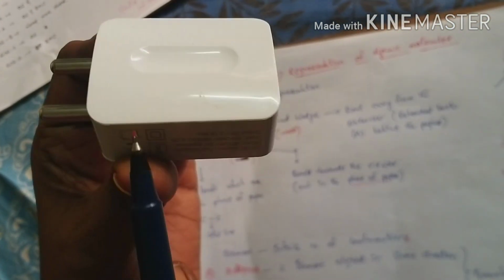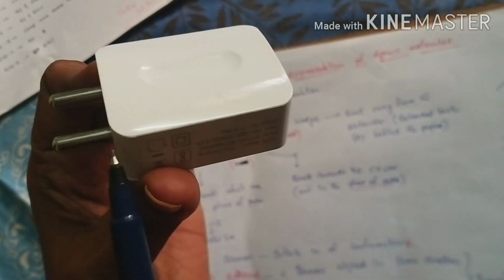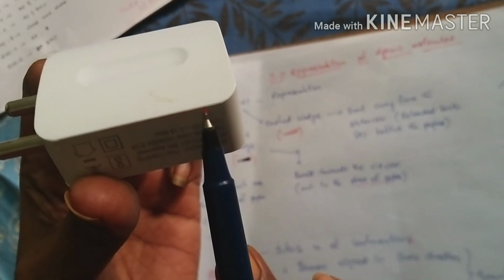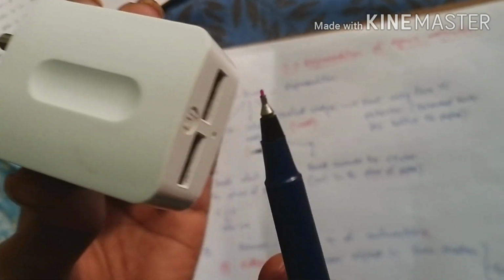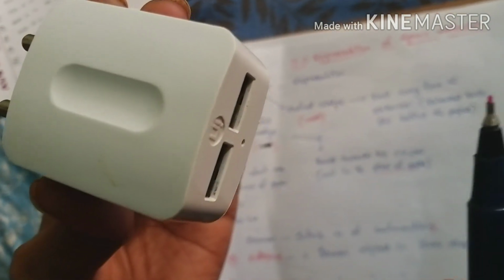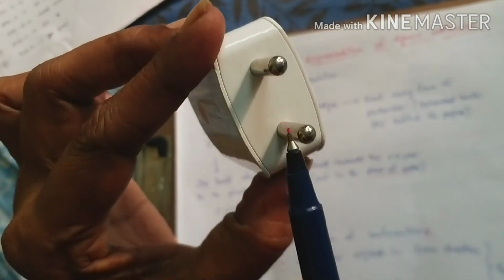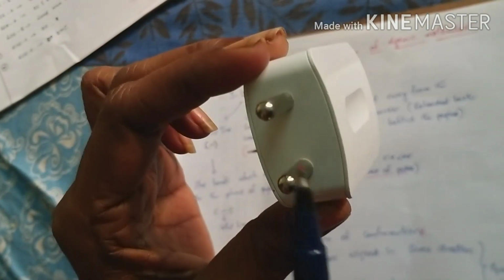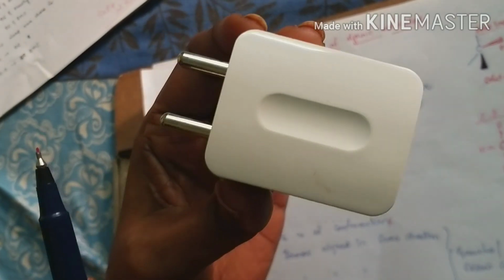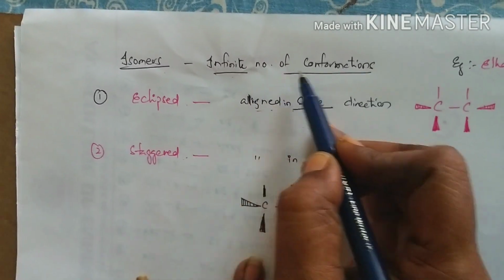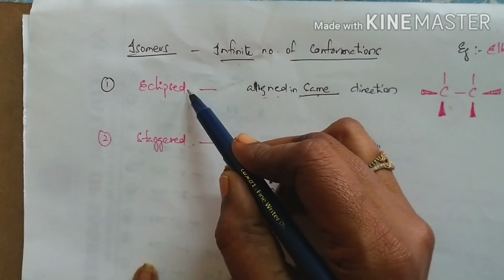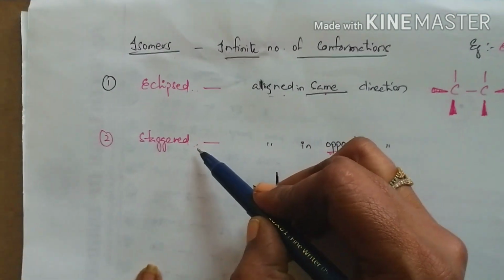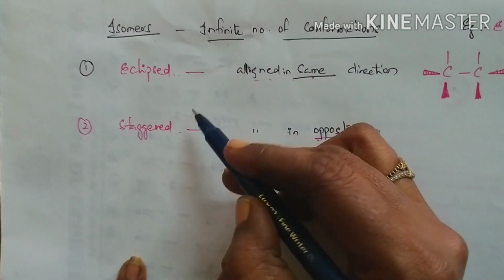One is the solid line, the bond between two carbon atoms. The second one is the solid wedge, the bond towards the observer. And the third one is the dashed wedge, the bond away from the observer, giving an infinite number of conformations. Among them, the most important conformations are 2. One is the eclipsed conformation, and the second one is the staggered conformation.